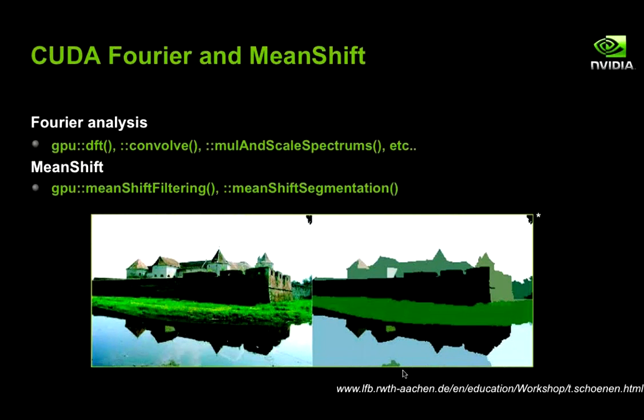There are also the standard functions for computing the Fourier transform of an image. You can also convolve your image with the filter of your choice, and then you can manipulate the Fourier spectrums. You can multiply and scale the spectrums, etc. There are also functions available for mean shift filtering as well as mean shift segmentation.